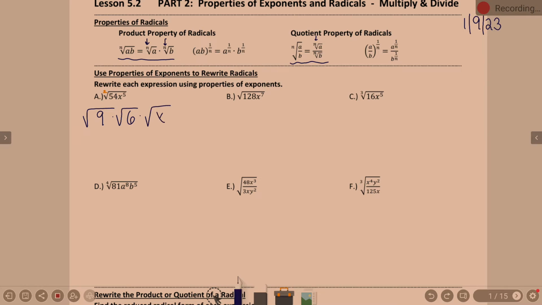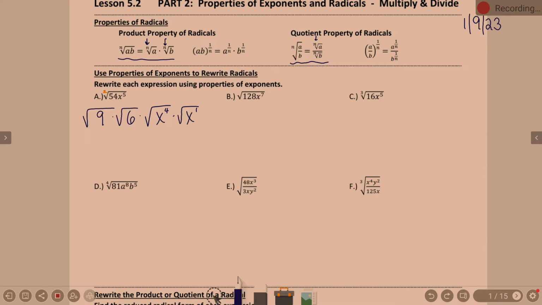into x to the 4th. And what's the leftover piece? x to the 1st. I'm breaking that up into the biggest number under 5 that can divide by 2, which is 4. And then that 1 is just the leftover. Now we're ready to finish this problem up.